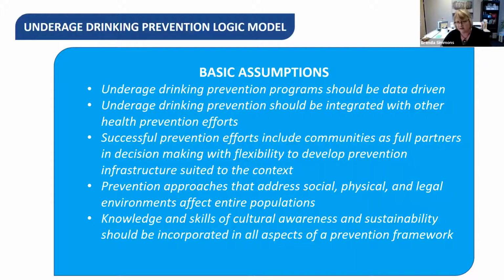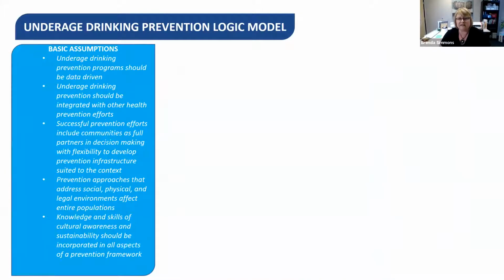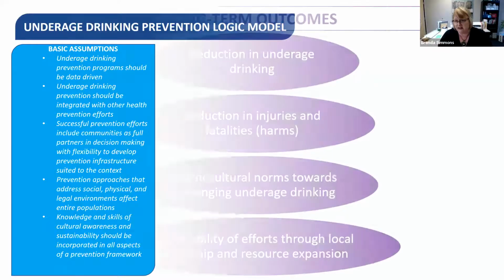And we know that policy, social, and physical changes in a community is what can do that. Also, we think it's important that knowledge and skills of cultural awareness and sustainability should be incorporated in all aspects of a prevention framework. So this creates the foundation for our logic model. We actually build it into the logic model. You can move to the next slide, please. So it's the first thing you see in our logic model. And then we're going to jump to the last thing you see in the logic model.